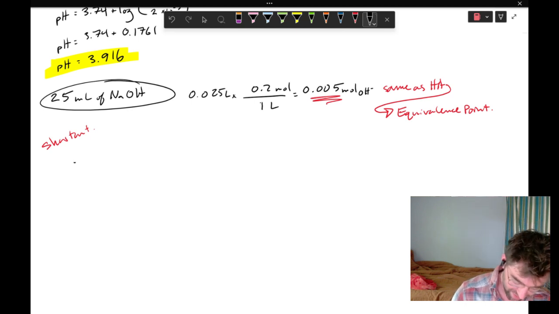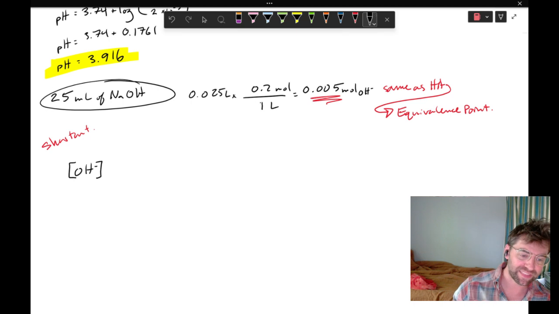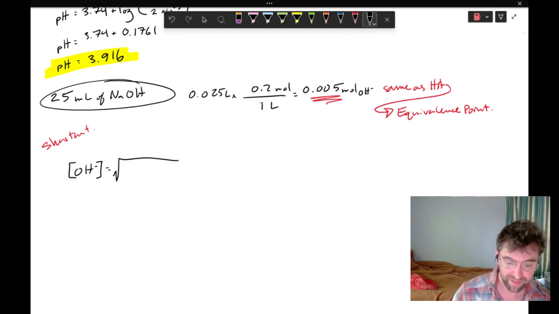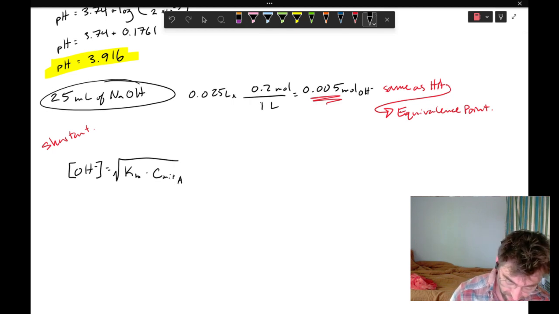And we get to use not the same, but a related equation to the one that we did up above. And this is based on, if you remember our rice tables from last week. Now we're going to be using the Kb, the ionization constant for our base, times the initial concentration of conjugate base. So be careful.